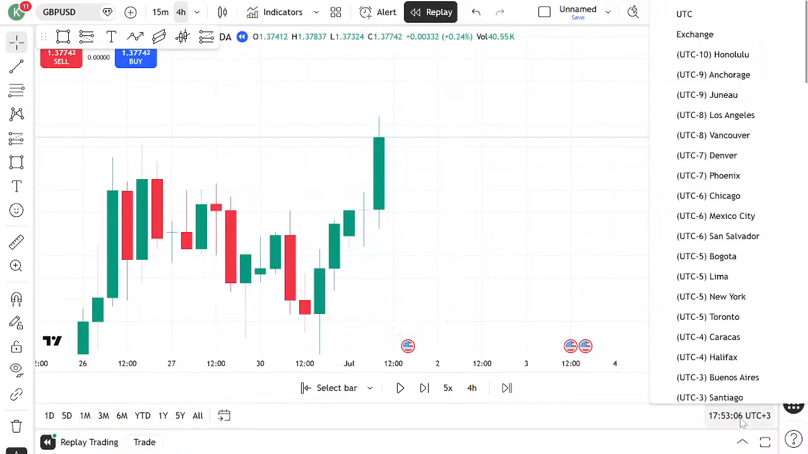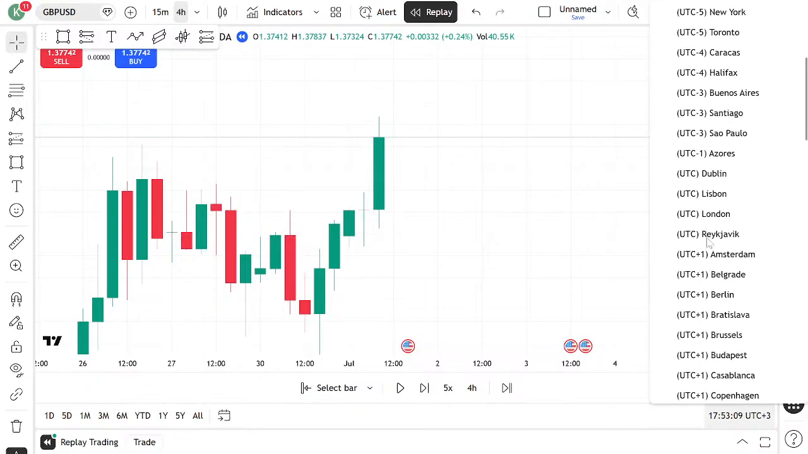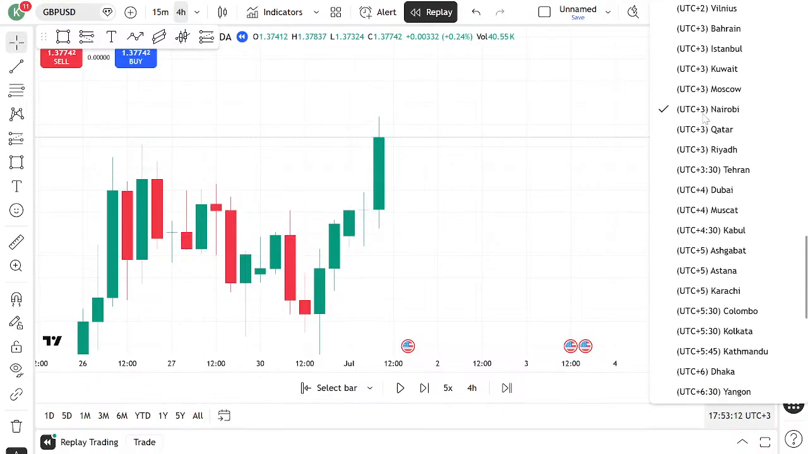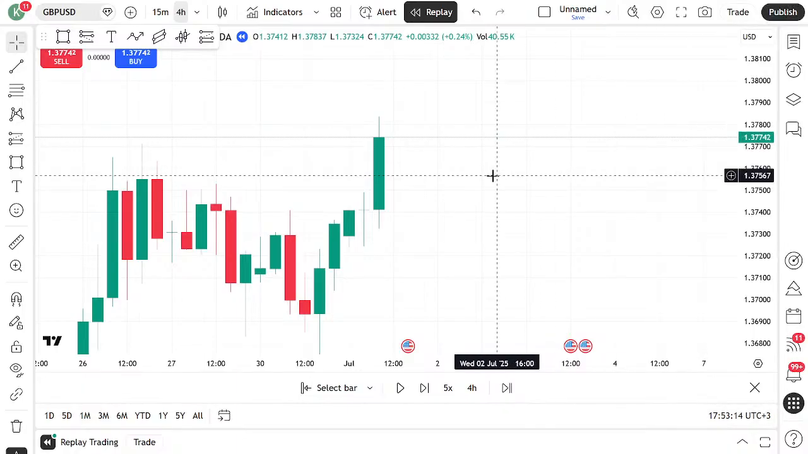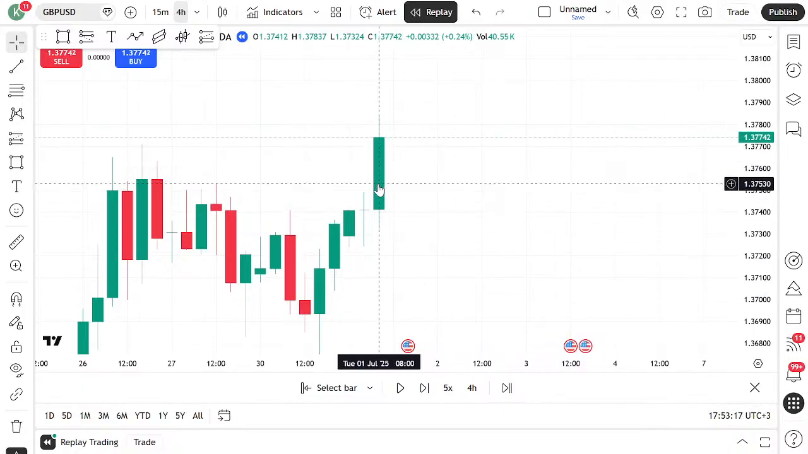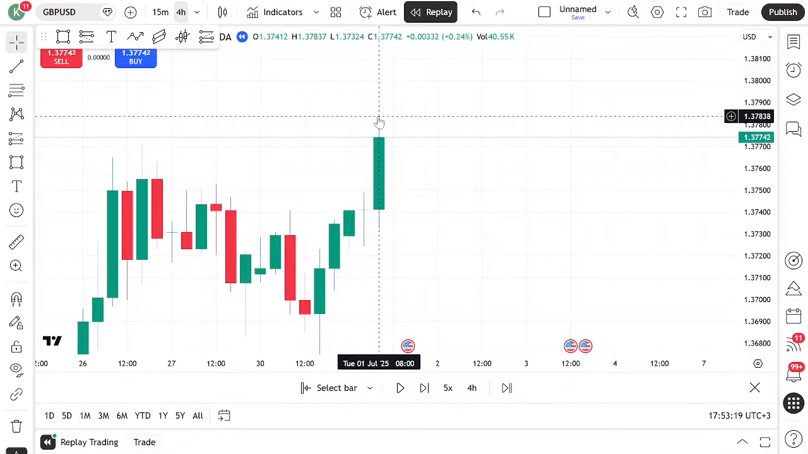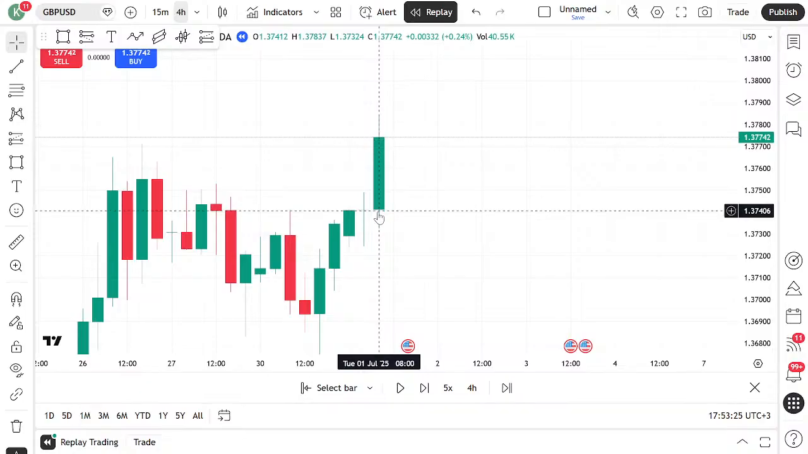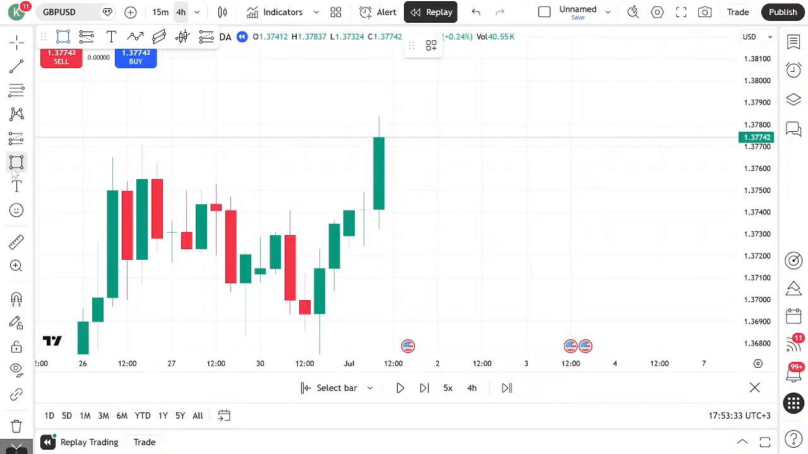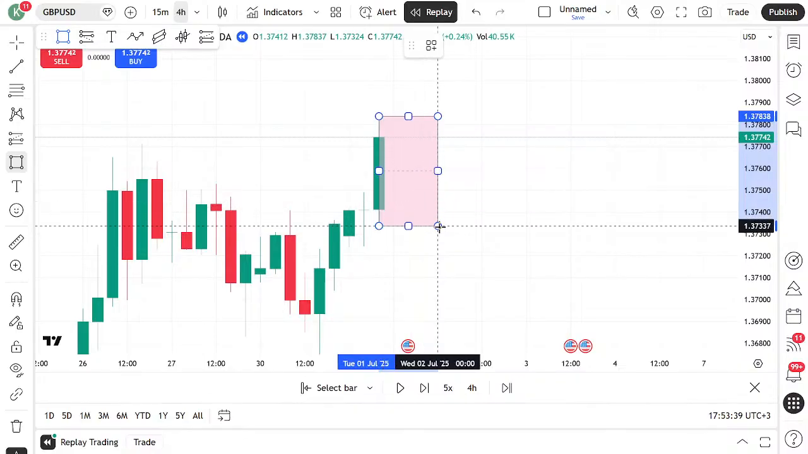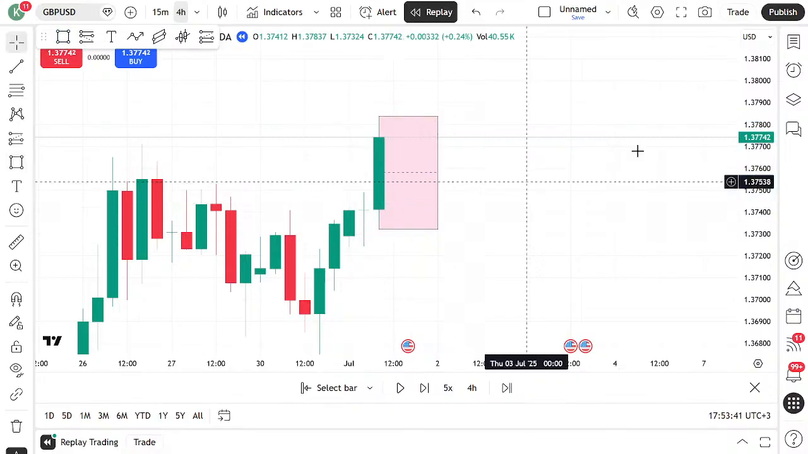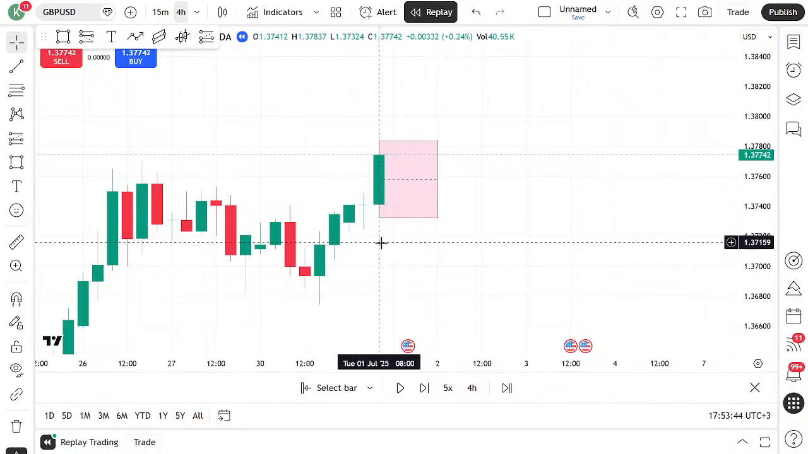The time settings that I'm using for this backtest session are UTC+3, which is Nairobi, where I'm currently doing this backtest from. Once we've identified the 4-hour candle that starts at 8 and ends at 12, in some sessions you'll find that the candle will start at 9 and end at 1, but basically this is the same candle. This candle typically represents the first 4-hour session of the London session in the GBPUSD.